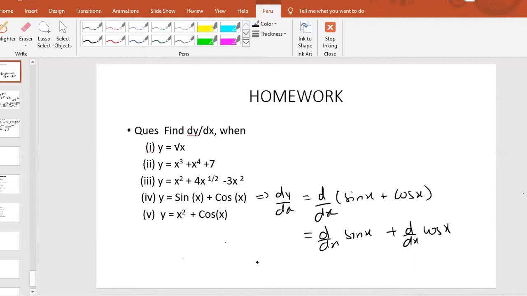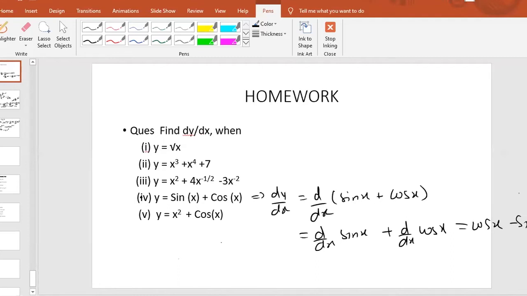Differentiation of sin x is cos x. Okay, fine. Differentiation of sin x is cos x, and differentiation of cos x is minus sin x. So the answer for question number 4 is cos x minus sin x. Very good.